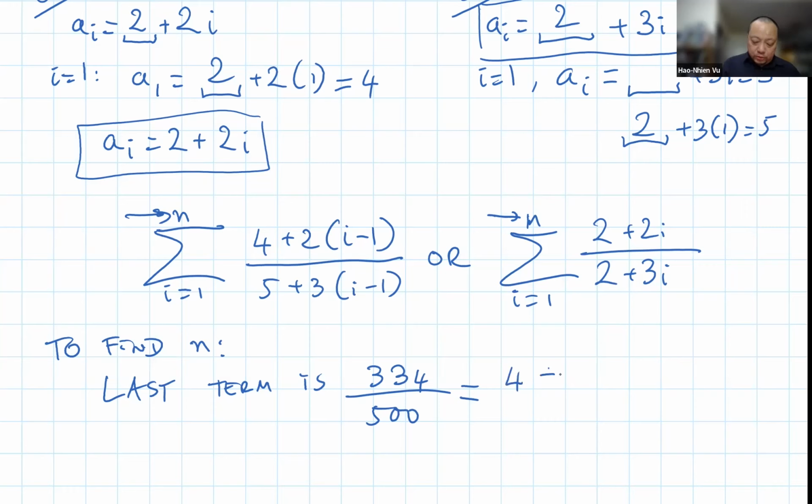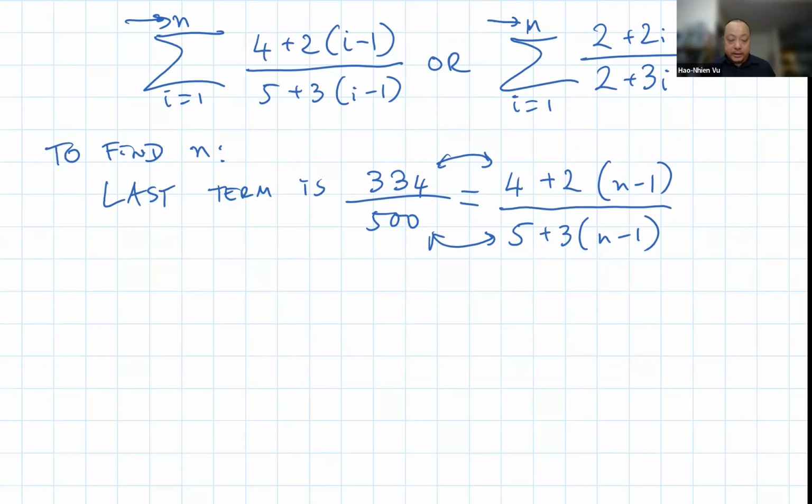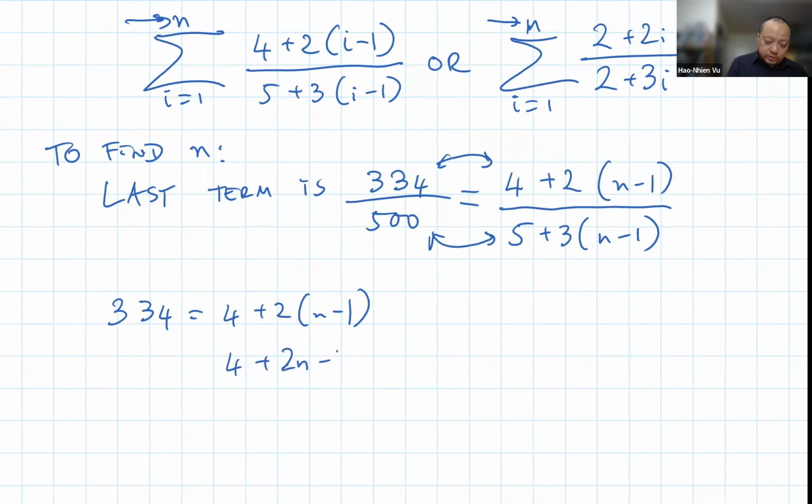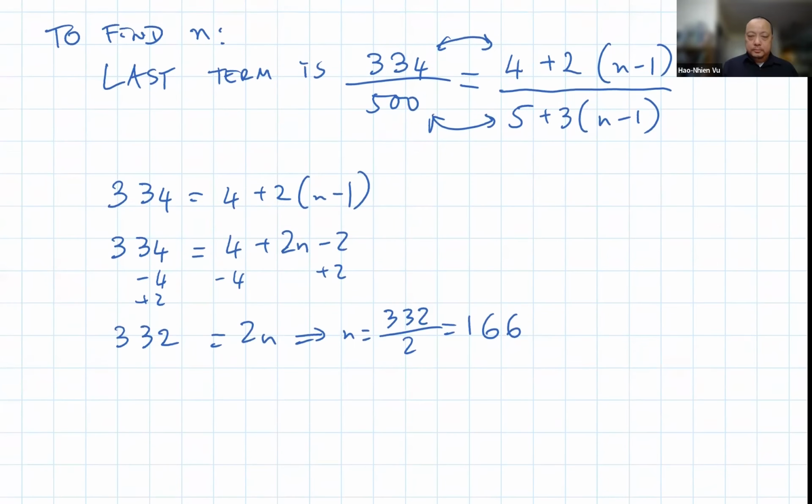And this is supposed to be equal to 4 plus 2 times n minus 1 over 5 plus 3 times n minus 1. This is supposed to be the numerator, and that is supposed to be the denominator. I can pick either of them to solve for n. 4 plus 2 times n minus 1. That's the same as 4 plus 2n minus 2. I subtract 4 and add 2 both sides. I have 332 is equal to 2n. And therefore, n is equal to 332 divided by 2, which is 166.